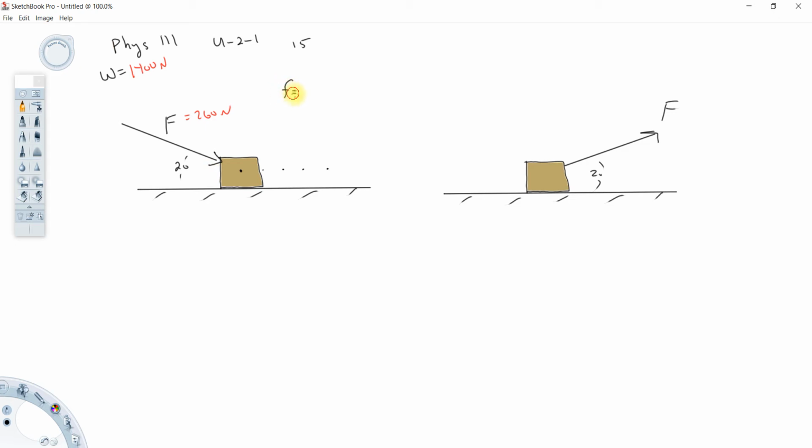And let me back up, it's a sliding frictional force because this thing is moving. Sliding frictional forces are equal to the coefficient of sliding friction times the normal force. Right, so this is a material dependence. This will depend on the nature of these surfaces along here.